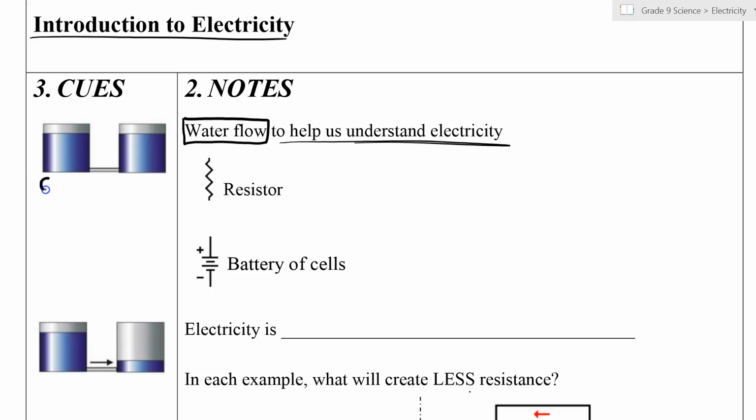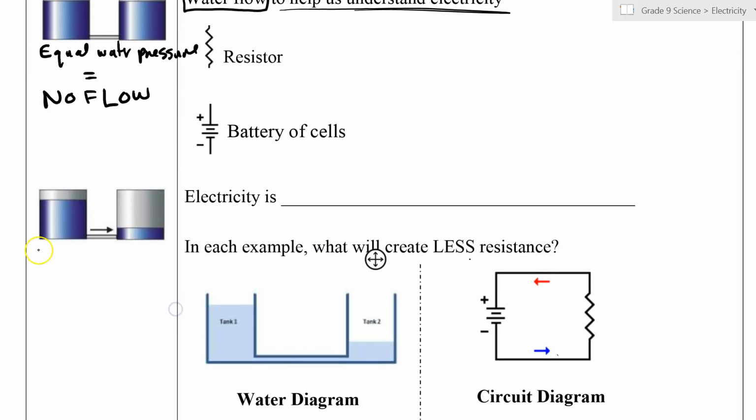So when you have equal water pressure, that equals no flow. Since it's equal, there's no water going into one tank or another. So if you have unequal water pressure, that means that there is going to be flow. Flow to equilibrium.